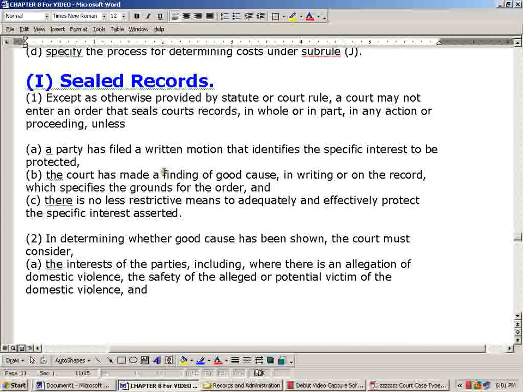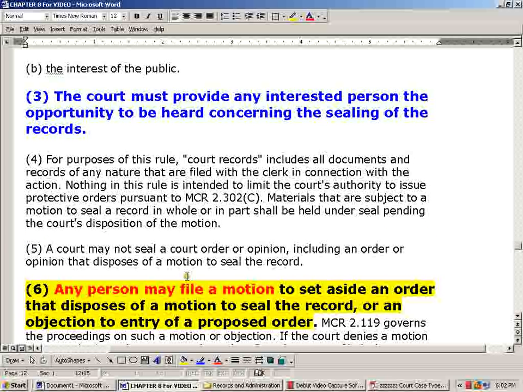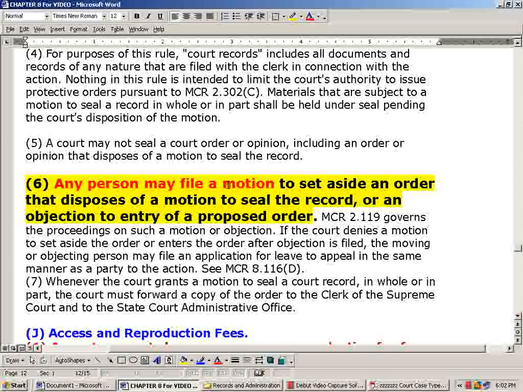Sealed records. The court must provide any interested person the opportunity to be heard concerning the sealing of the records. Any person may file a motion to set aside an order that disposes of a motion to seal a record. Right? So you can have it sealed. You can put in a motion to have it unsealed.